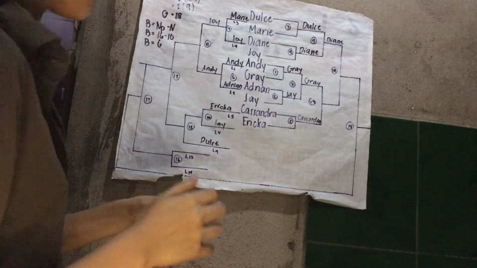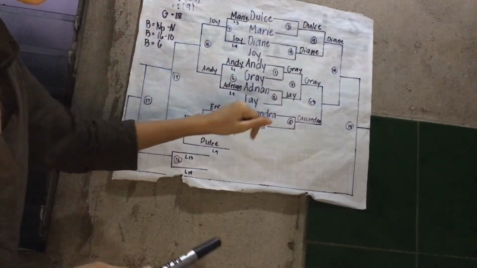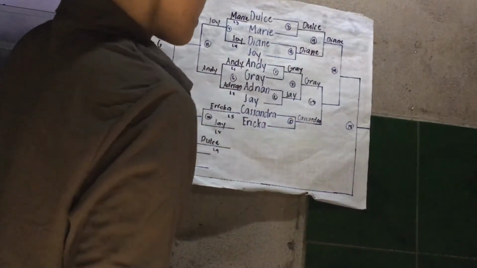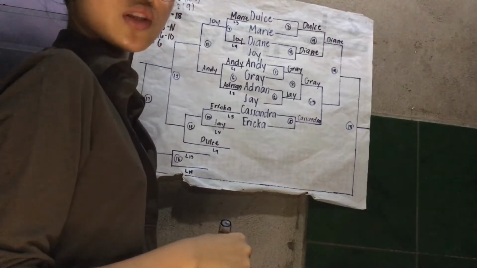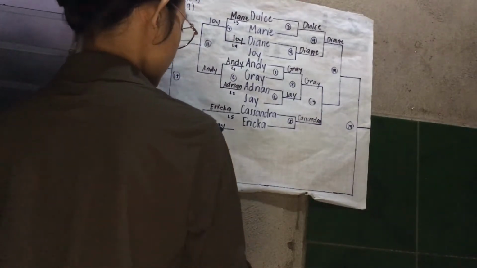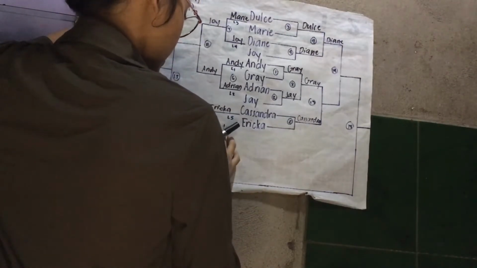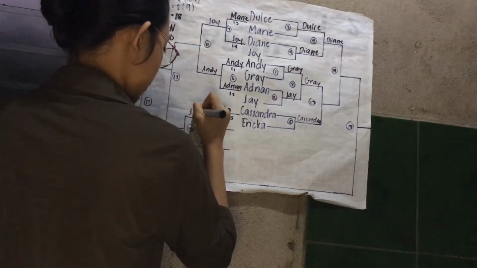Okay, so we already have the side of winners. So we're already done with the winners. Now let's go back again to the left side. So for our game 10, we have loser 5 versus loser 8, which is Erica versus Jay. Let's say that Jay wins this game.